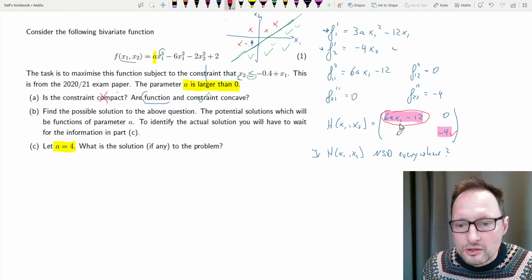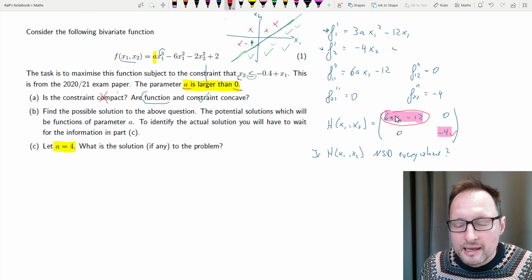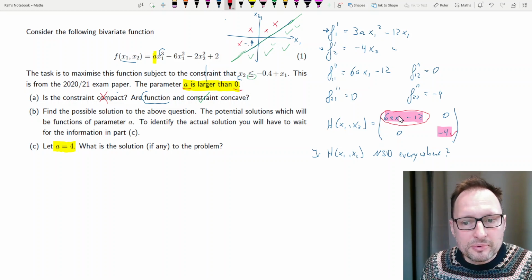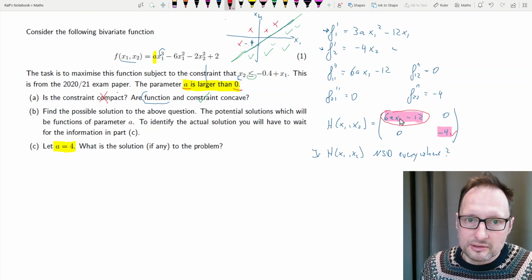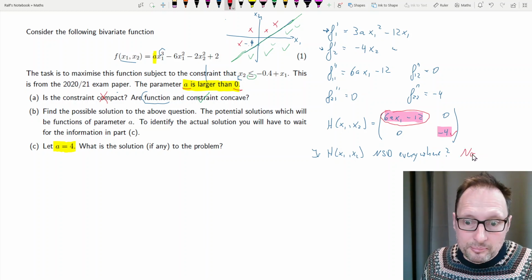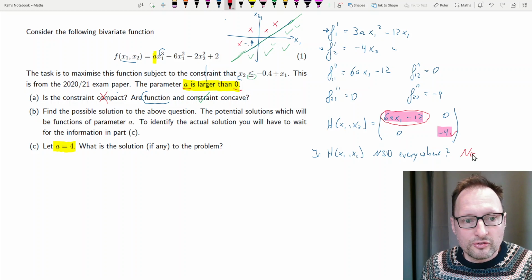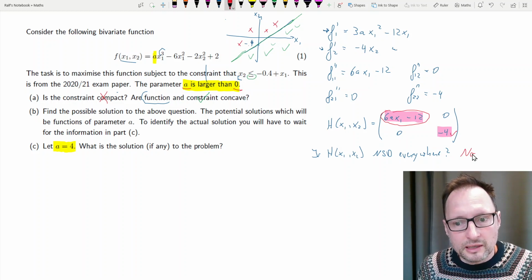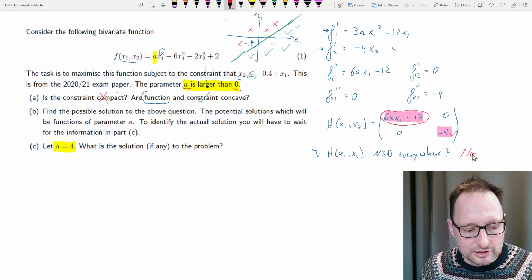Well, you can see we know the a is going to be positive because a is larger than 0. And then you can see that clearly there will be some values of x1 where that diagonal element is positive. And if that happens, if we have a positive diagonal element here, then that Hessian cannot be negative semi-definite anymore. So the argument here is no. Yes, there will be some points where it is negative semi-definite, but there will also be other points where it isn't. So the function is not concave everywhere. That means the Lagrangian conditions which we will use will not be sufficient conditions.